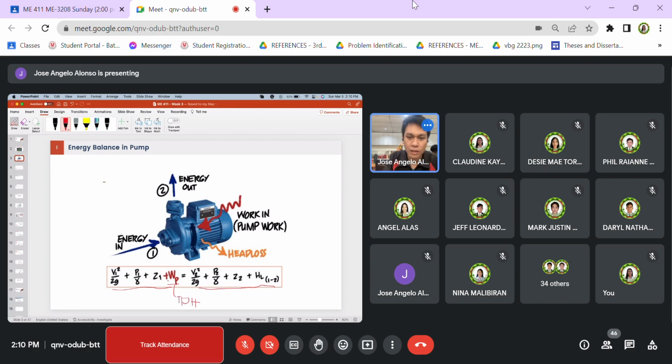So, pump work plus all the energy na papasok sa ating pump, including the kinetic energy ng fluid, pressure energy, and potential energy or elevation head na papasok sa ating pump is equivalent dun sa energy na palabas. Energy na palabas, meron siyang component na same velocity energy or kinetic energy, pressure energy, elevation, and friction losses.